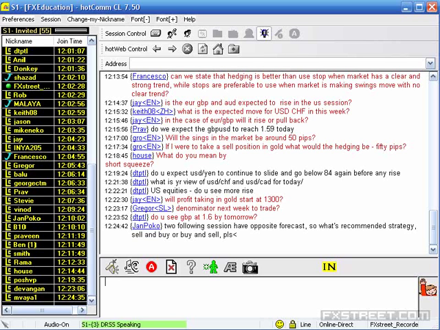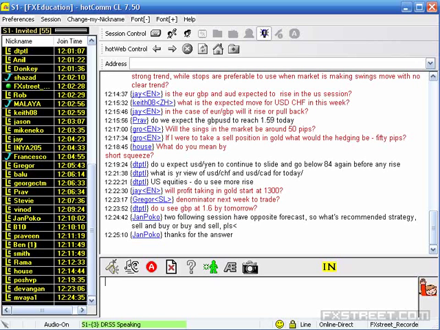Following sessions have opposite forecast. So what is the recommended strategy? Sell and buy, or a buy? Wait for the drop and try to take a buy position. That's what I can suggest for small traders. Don't unnecessarily try to take a contrarian position during shift in trading zone.